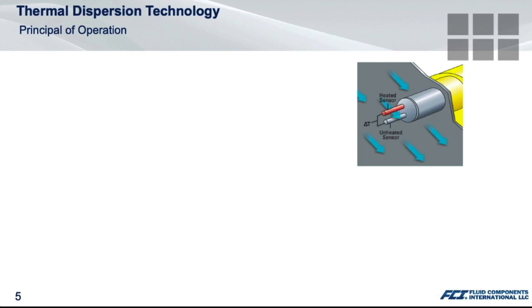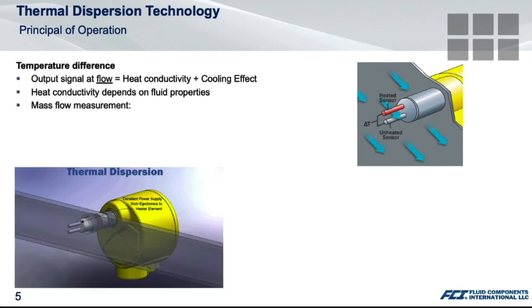So let's talk a little bit more about principle of operation. How does the flow element and sensing element actually work in the gas? We talked about that difference in temperature between the reference RTD and the heated RTD. There's a large difference in temperature because we have a heater element built in with the active RTD. We have an output signal of flow, which is equal to the heat conductivity and the cooling effect.